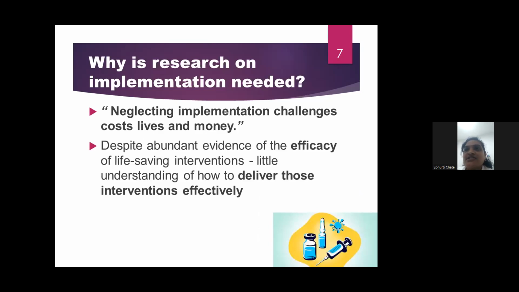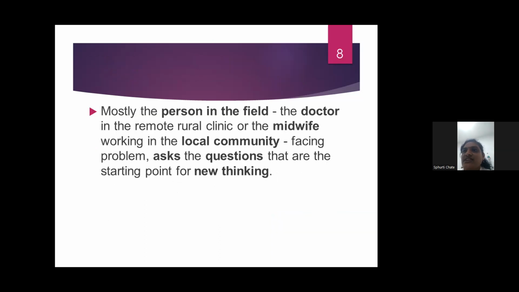Why is research on implementation needed? As we know, neglecting implementation challenges costs lives as well as money. So it is nothing but wasting of resources. Despite abundant evidence of the efficacy of life-saving interventions, delivering those interventions effectively is very important, yet coverage is seldom high. That is why a study of implementation research is needed.